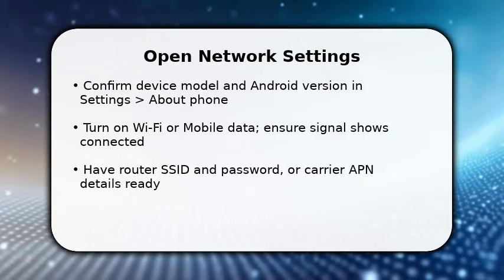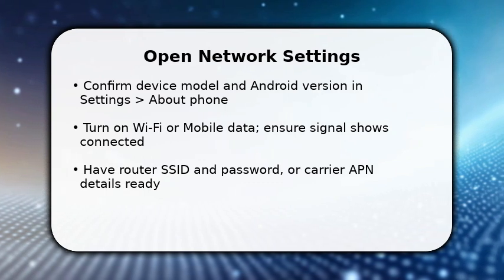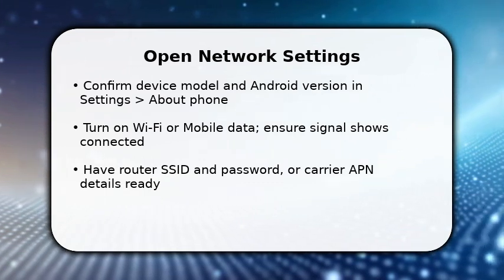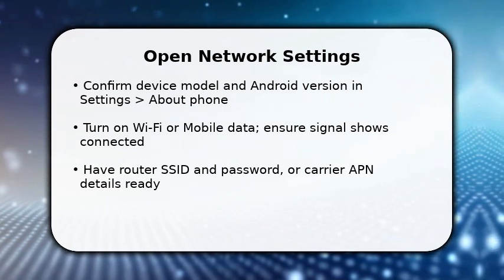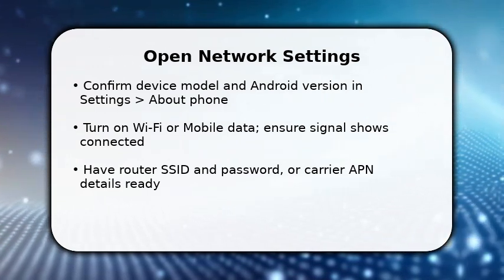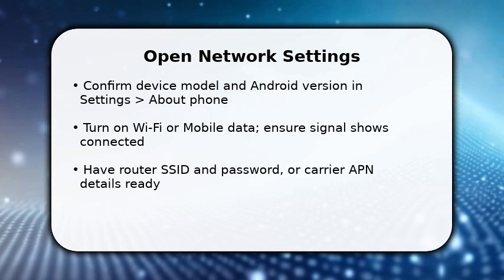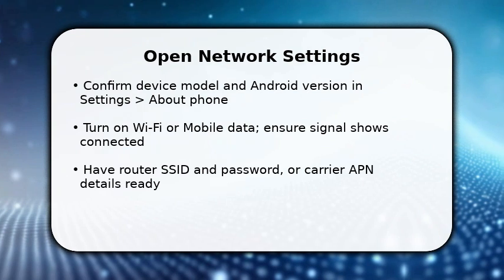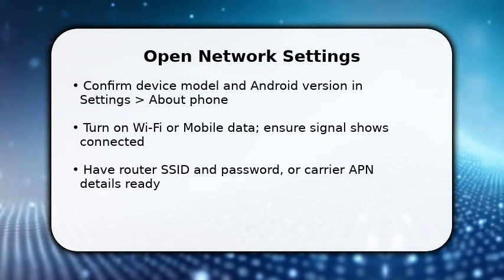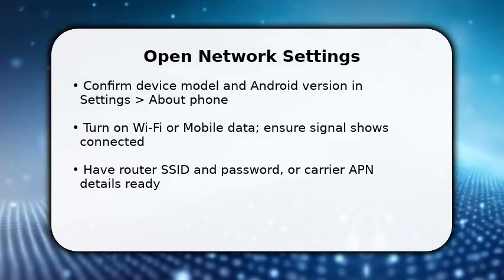You start by opening Settings and tapping Connections. This goes straight to the network controls. Once there, turn Wi-Fi on or verify mobile data is active so you can test changes immediately. Make sure you know the router SSID and password or the carrier APN values because you will need them in the next steps. You do not need to reboot yet.